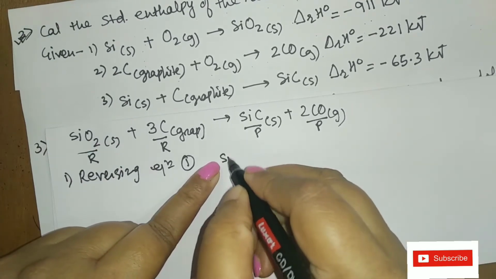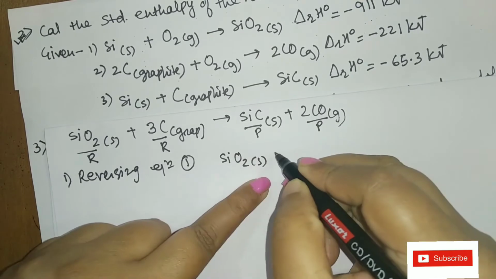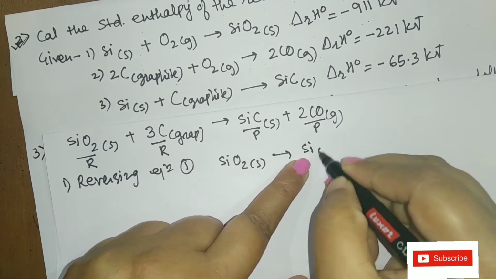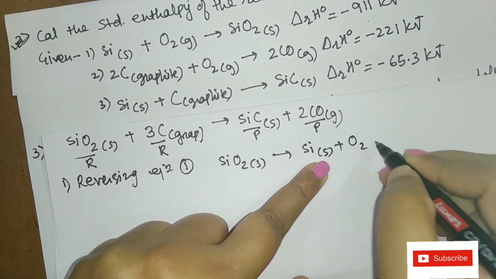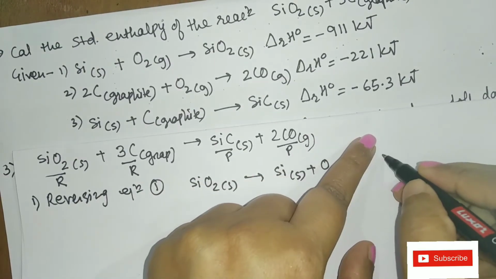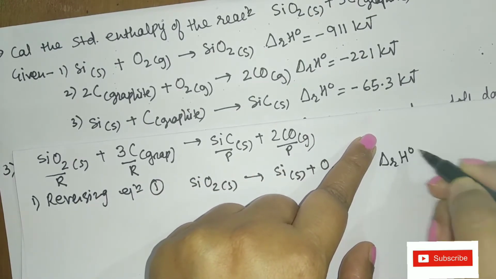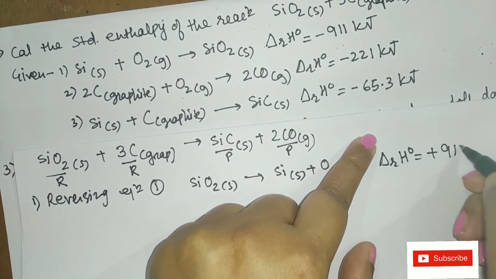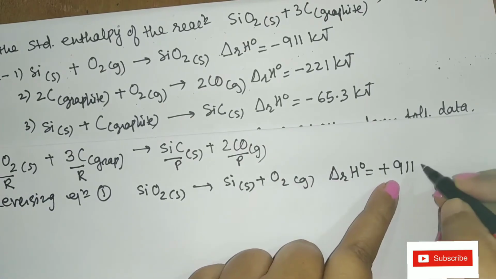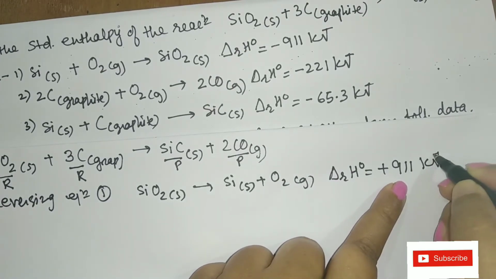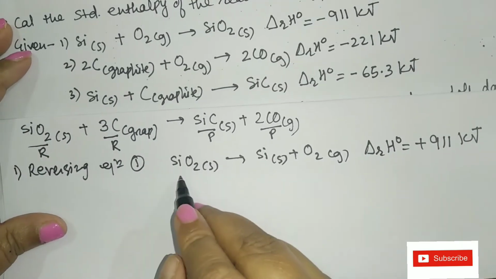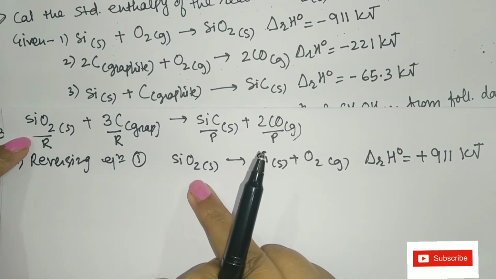So let us reverse the equation. It will be SiO2 solid gives Si plus O2 gas. As I have reversed this, the sign of the enthalpy change will also change. So it will become positive, plus 911 kJ. So I got silicon oxide on the reactant side like I want.